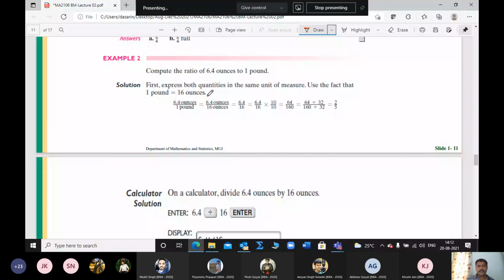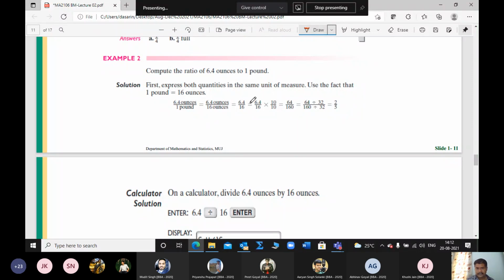So in finding the ratio of 6.4 ounce to the 1 pound, I'll write 6.4 ounce divided by 1 pound. I wanted to calculate 6.4 divided by, and I'll replace this 1 pound with 16 ounce. Now the units have become the same. Numerator units and denominator units have become the same. 6.4 divided by 16, right?